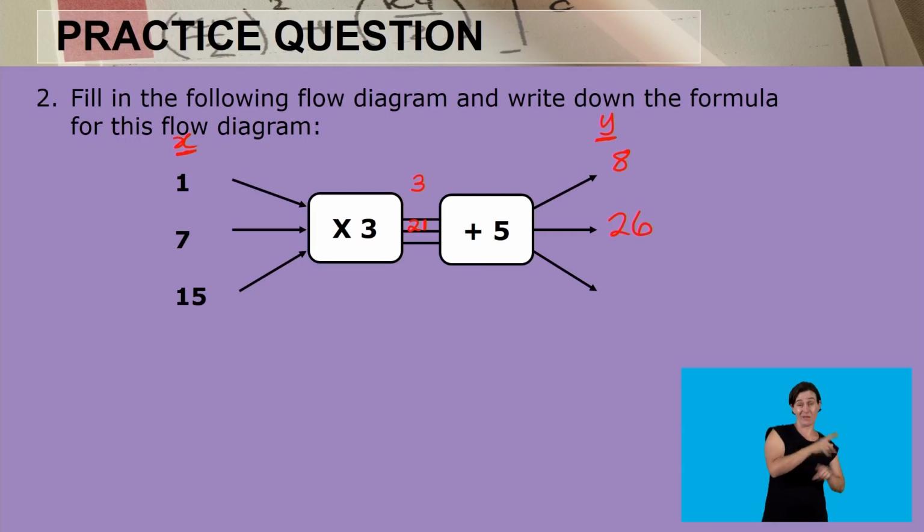Then we have 15 multiplied by 3. Of course, 15 multiplied by 3 is 45. But when we add 5 to that 45, that is going to give us an output value of 50.